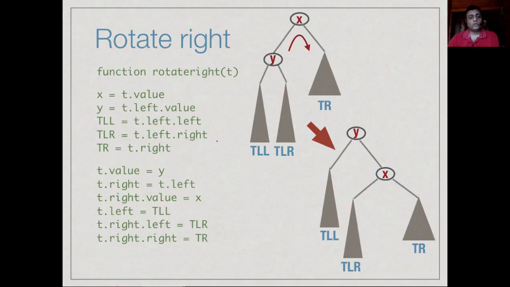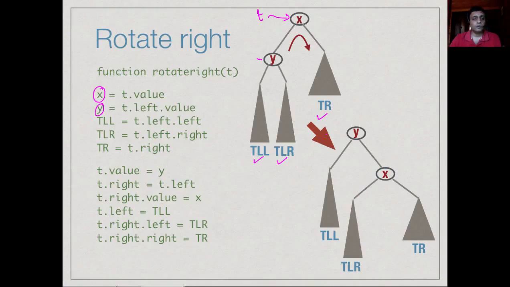So how do you do these rotations? Well, you can just draw these pictures and figure it out. So you just give names to everything. So we say that we want to rotate this x down and the y up. Now we have our original t pointing here, remember, right? So we cannot change the node that t is pointing to. So we remember the value at t, we remember the value here. So we give these names x and y to the contents. And then we have these pointers pointing to these three trees, TLL, TLR and TR.